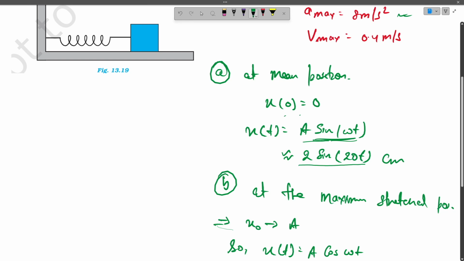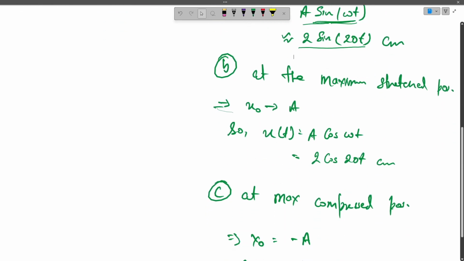Now at time equals 0, if the particle is at the maximum stressed position, that is x0 equals A, at time t equals 0 it should evaluate to A, then we will get A cos omega t. Now the cos function at 0 angle gives the maximum value, that is 1, so we can use A cos omega t over here with 0 initial phase angle. So the equation becomes 2 cos 20t centimeters.